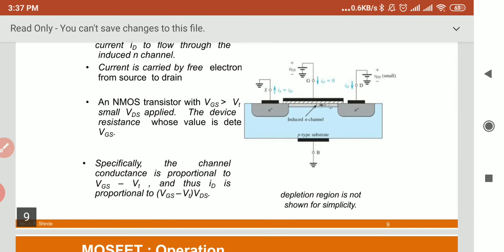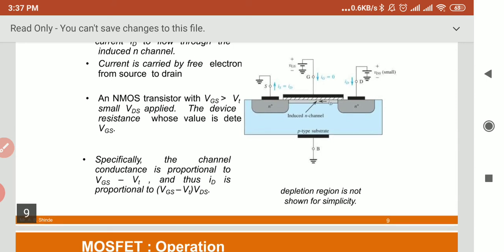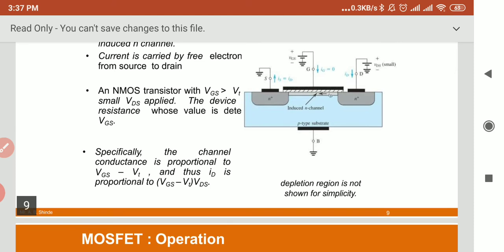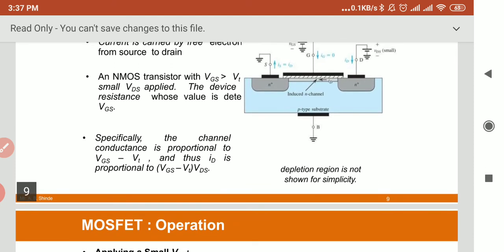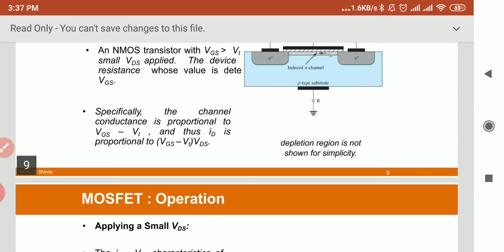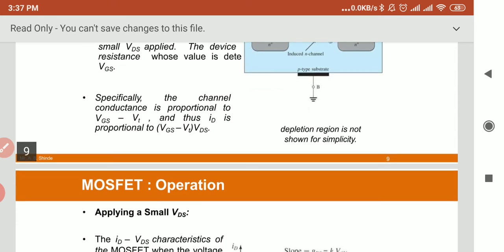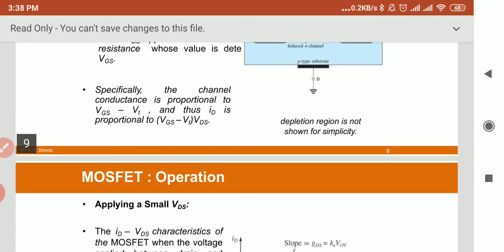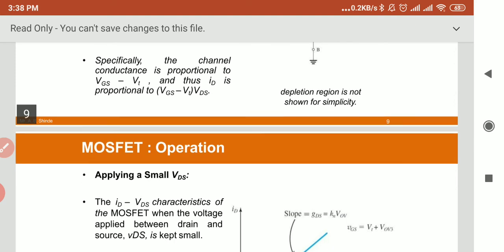When VGS is greater than VT and we are applying a small value of drain to source voltage, the channel acts as a resistance whose value is controlled by VGS. The channel conductance is proportional to VGS minus VT, and thus ID is proportional to (VGS minus VT) times VDS.